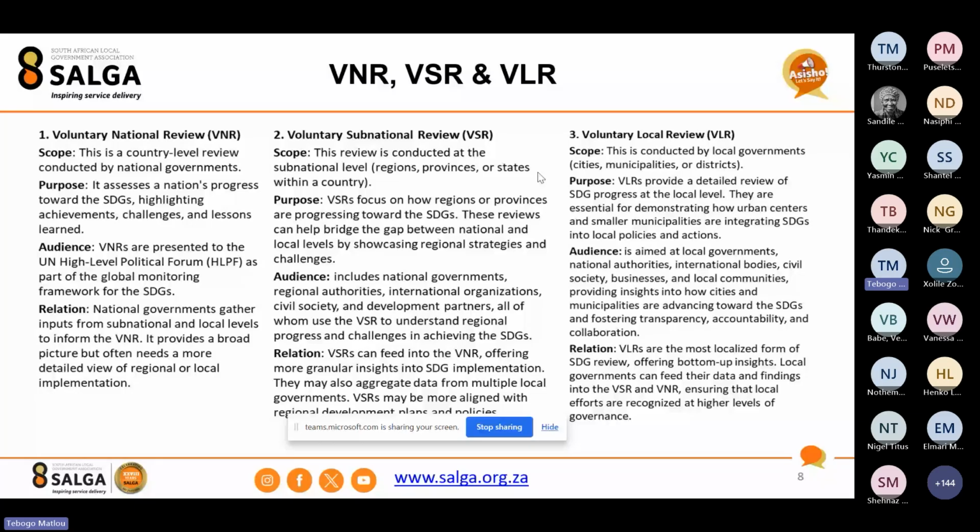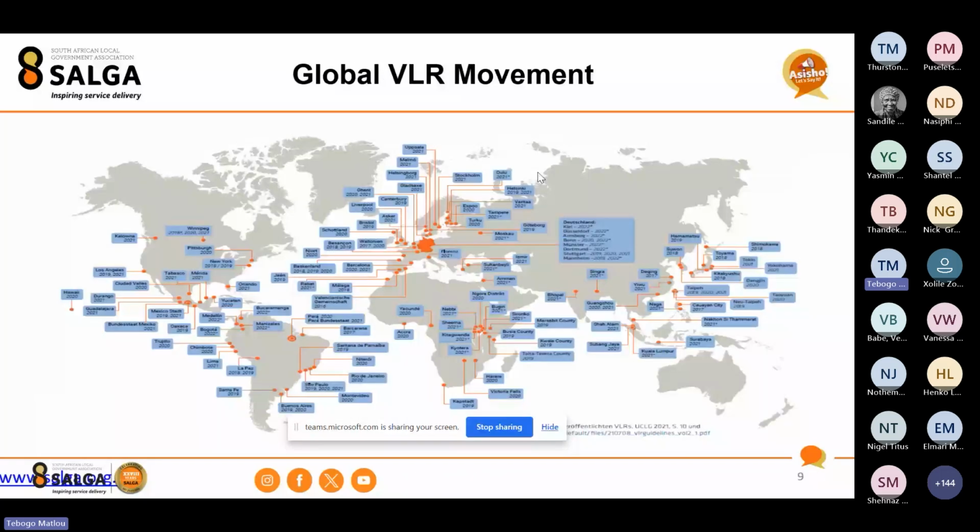It provides a detailed review of the SDG progress at the local level. Then the urban centers and smaller municipalities are integrating SDGs. I'll show you the smaller one, which was Kukama, and nobody believes that they can provide a report. That was the movement last year, Chair. The baseline is that only City of Cape Town reported in 2019. Then you wonder why they want to have a country there. But it's because they are reporting.